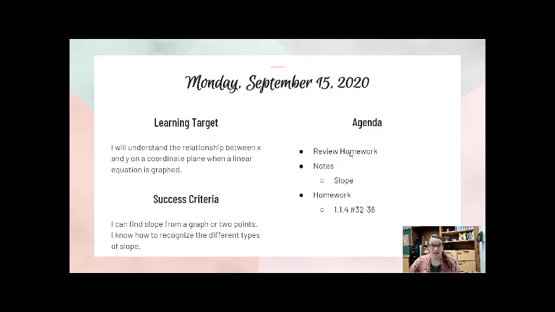So a line, when that's graphed, we'll look at slope. You'll know you're successful when you can find slope from a graph or from 2 points. We'll do examples of those today. You'll be able to also recognize different types of slope. Let's first, though, look at our assignment from yesterday.